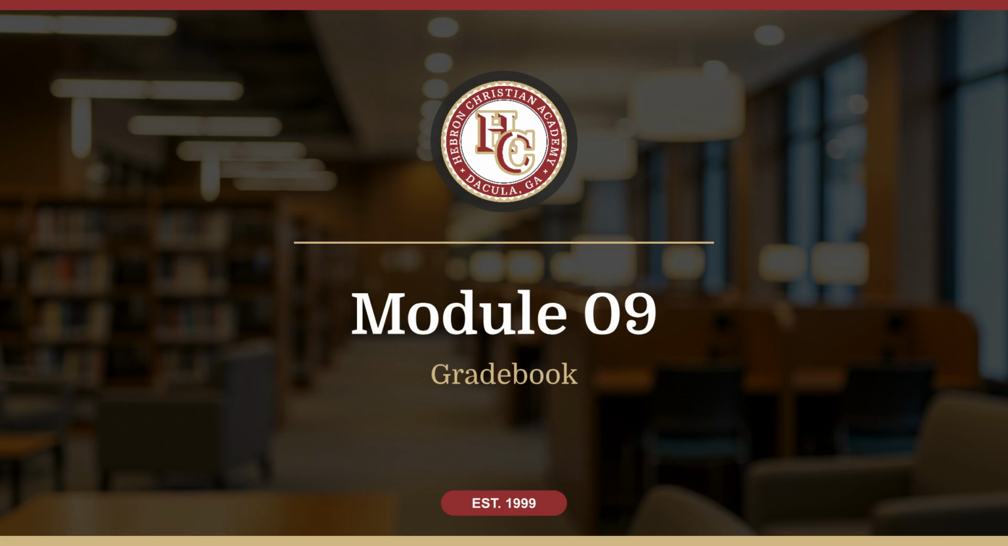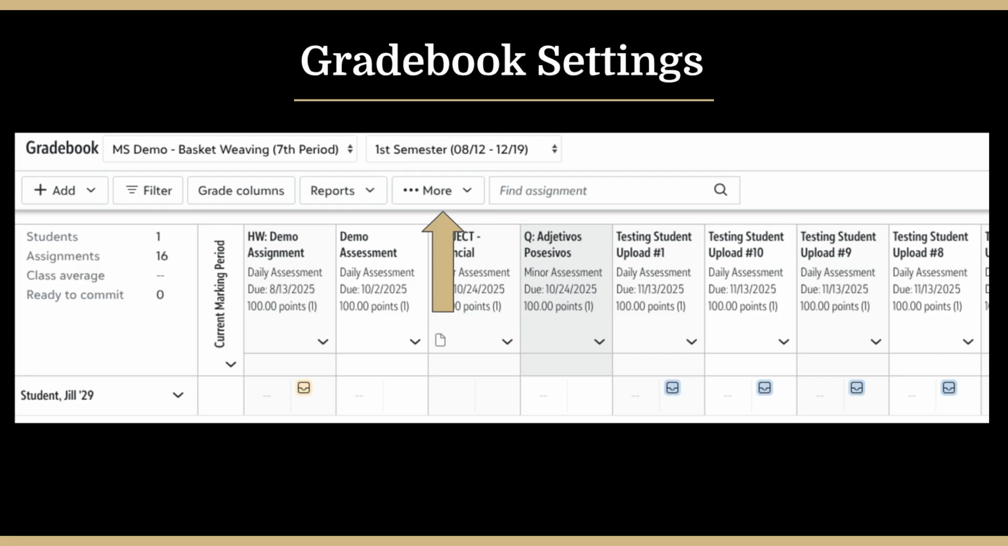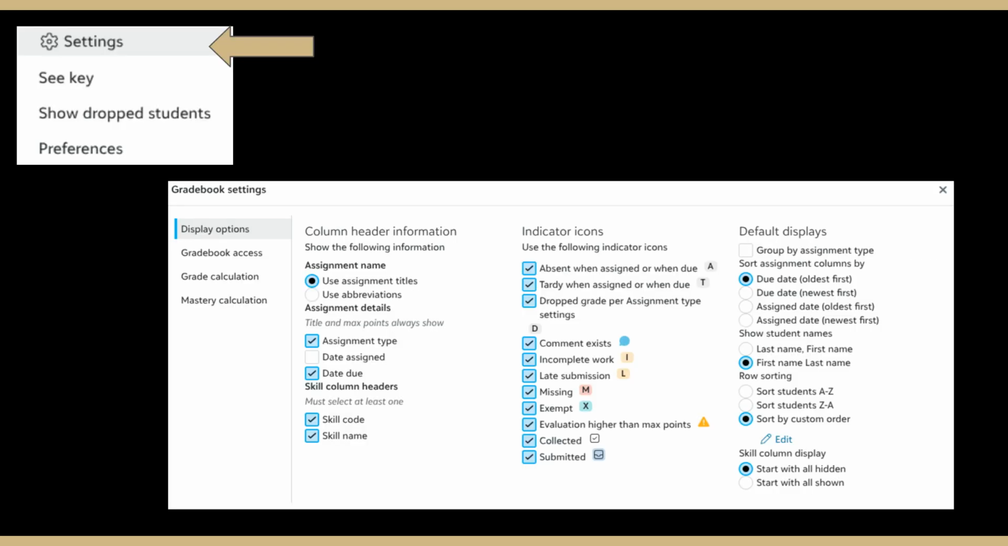Module 9, Gradebook. The last tool in the Gradebook is a drop-down option that includes Gradebook settings. You will access Gradebook settings only a couple times a year, so it's easy to forget that it resides under the More button. Clicking on the More button, Settings is our first option. We will examine the other areas later, but for now, let's click on Settings and dig into those.